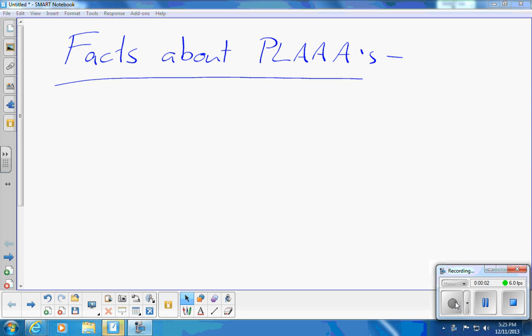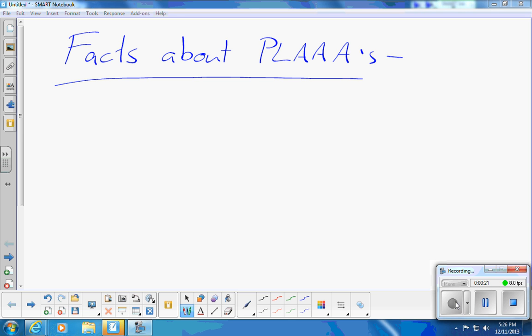Good morning. We're going to take a few minutes here to look at some facts about projectiles launched at an angle. Mostly the primary thing that I want to look at is what happens if you vary the angle of a projectile while you're keeping the launch speed the same.